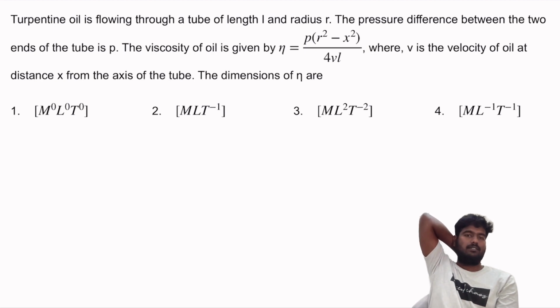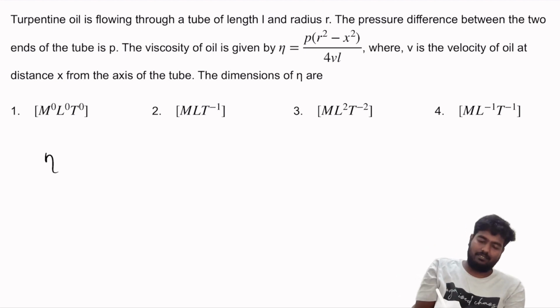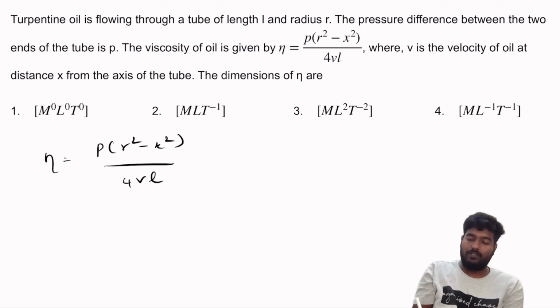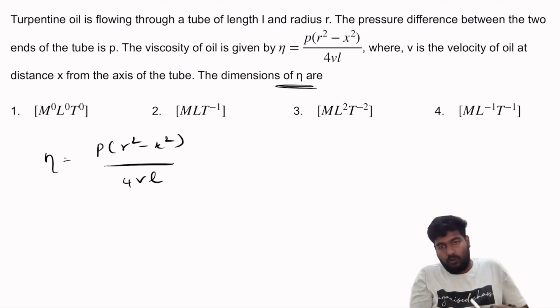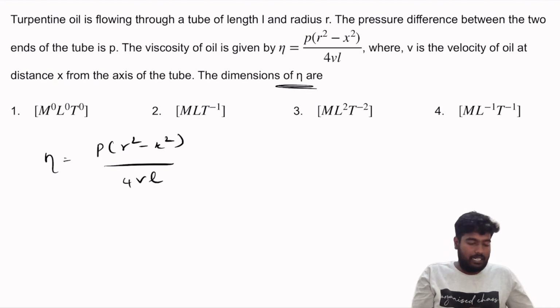So you have this equation. From this, you have to find the dimension of eta. Again, we have solved this multiple times. If you know the dimensions of eta, you can directly write. If you don't know, then we have to work out these formulas. Okay, let's assume that we don't know the dimensions of eta, so we'll work it out with this formula.